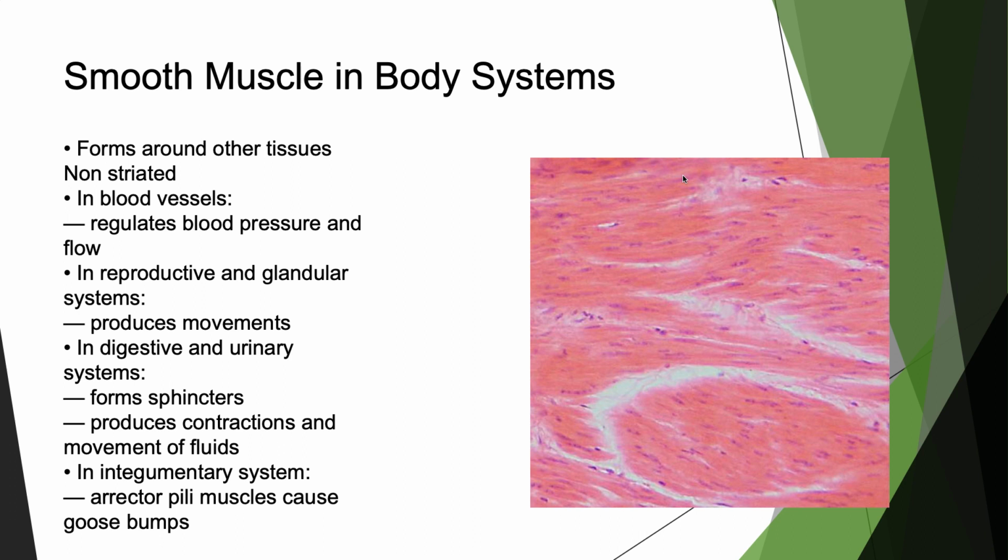Moving into smooth muscles of the body system, these form around other tissues. Smooth muscles are non-striated, so in blood vessels, they help to regulate blood flow and pressure. In the reproductive and glandular system, they help to produce movements. In the digestive and urinary systems, they help to form sphincters and produce contractions and movements of fluid. In the integumentary system, the erector pili muscle is what causes goosebumps and causes your hairs to stand up on end.